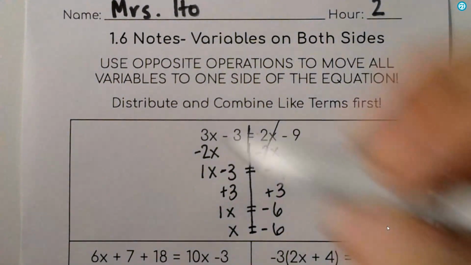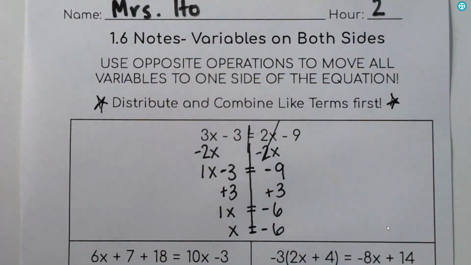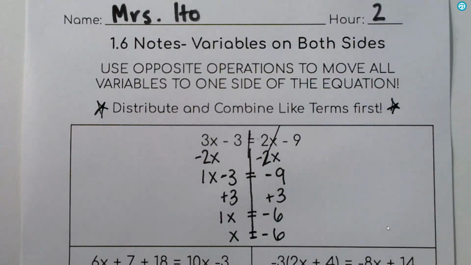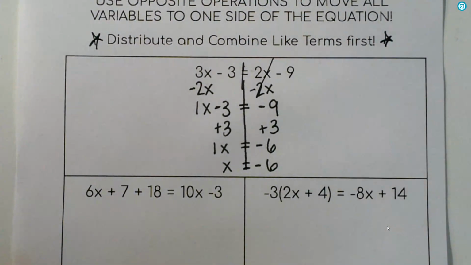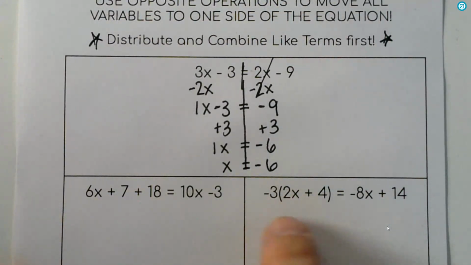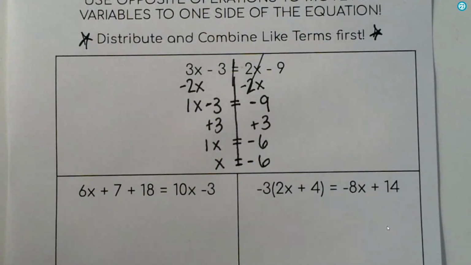Okay, here's where this next piece comes in then. If there is anything that needs to be distributed or combined, we want to do that first. So these next two, we've got this 7 and 18 that can combine. We've got this negative 3 that can get distributed. Do that first. Get each side settled, then move things to one side or the other.